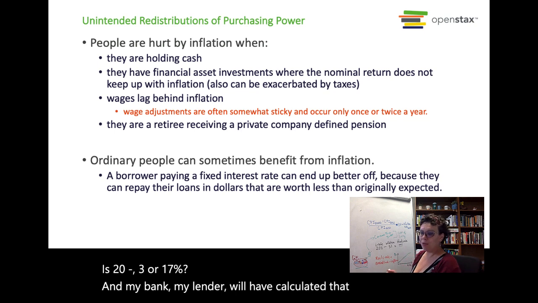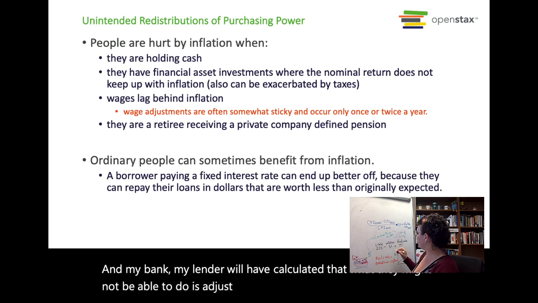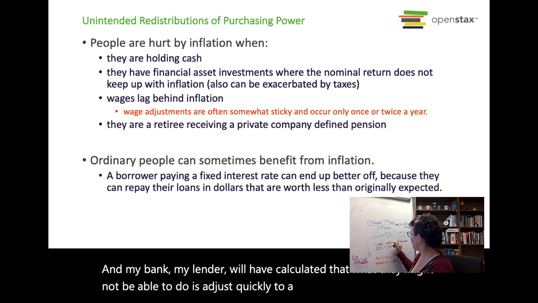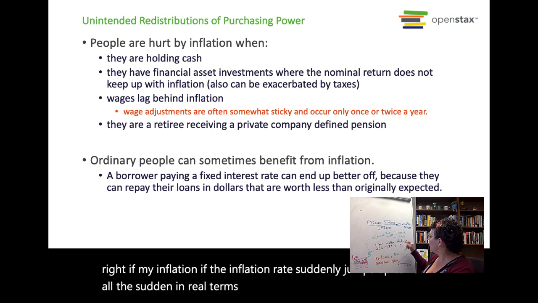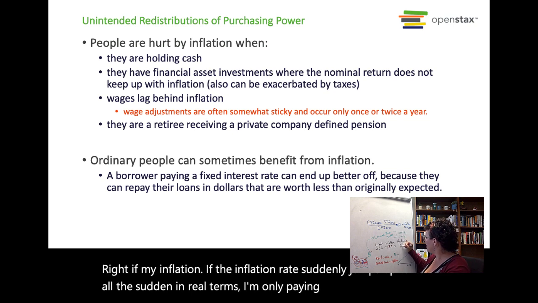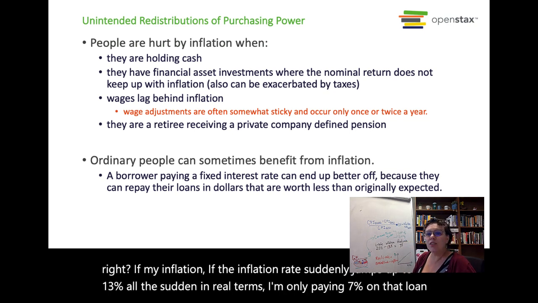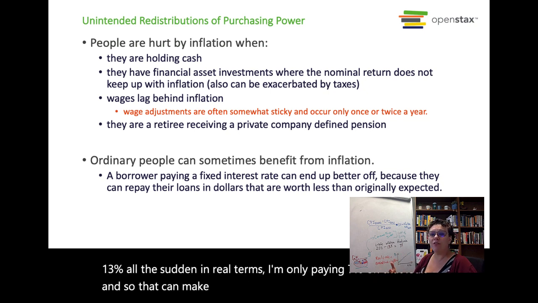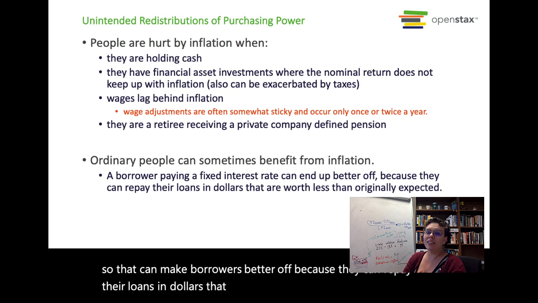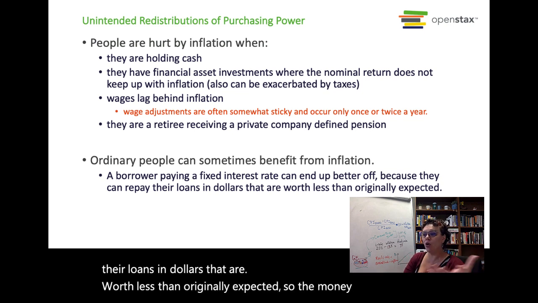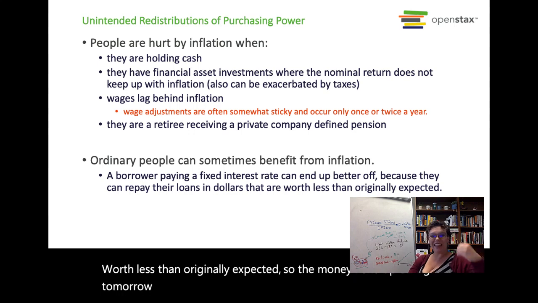What they might not be able to do is adjust quickly to a drastic change in inflation, right? If the inflation rate suddenly jumps up to 13%, all of a sudden, in real terms, I'm only paying 7% on that loan. And so that can make borrowers better off because they can repay their loans in dollars that are worth less than originally expected. So the money I end up owing tomorrow is worth less than the money I borrowed yesterday.